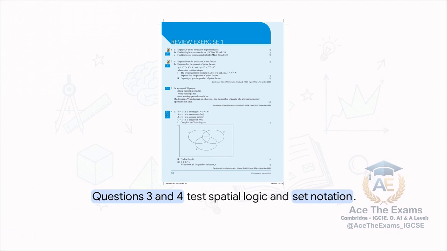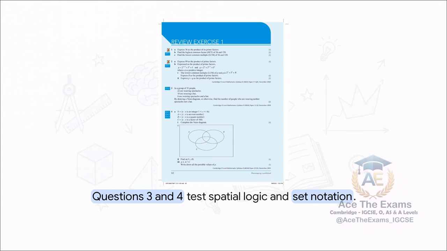Imagine a 60-second timer ticking right now. Can you extract the core trend? Look at question 3.